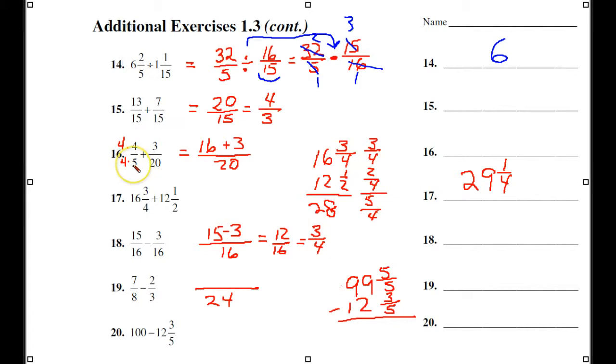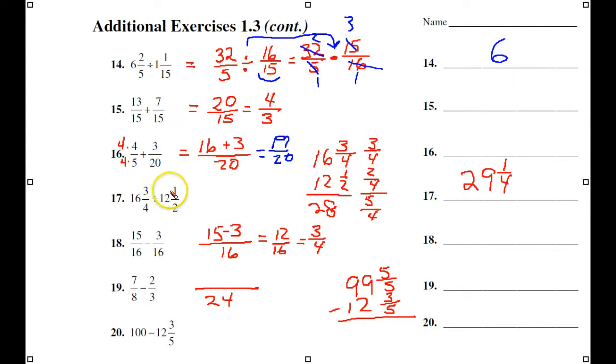Now here, this is a 5, this is a 20. Our common denominator will be a 20. So we have to make this an equivalent fraction by multiplying it by 1 in the form of 4 over 4. That's where I get our 16. So this now will become 19 20ths.